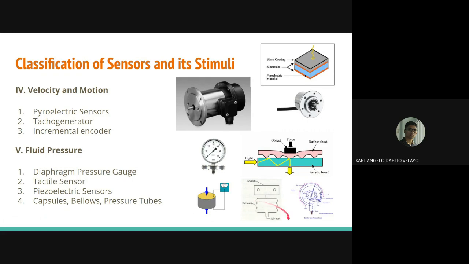So then lastly we have pressure tubes. So this is also called as tube pressure gauges. So it uses the principle of a flattened tube, which tends to straighten or regain its circular form in a cross section and pressurize.